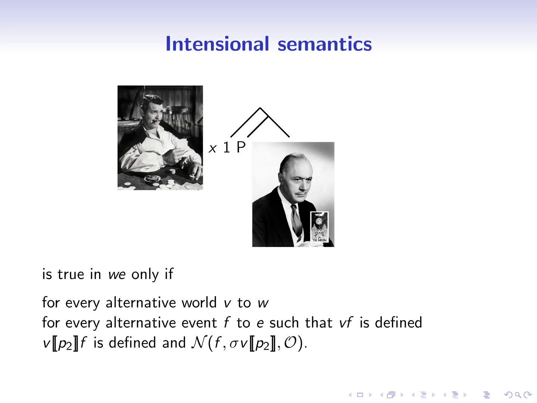With this, we formulate the intentional semantics as follows. We have a logical form, and we want to check whether it's true in the world W, E, where W is a world and E is a looking event by Gable. And it's true only if, for every alternative world V to W, and every alternative event F to E, such that VF is defined, V incremented with the content of P2 followed by F is also defined, and F is an action that the center, namely Gable, could normally do in a situation where he's facing a scene like the second picture.